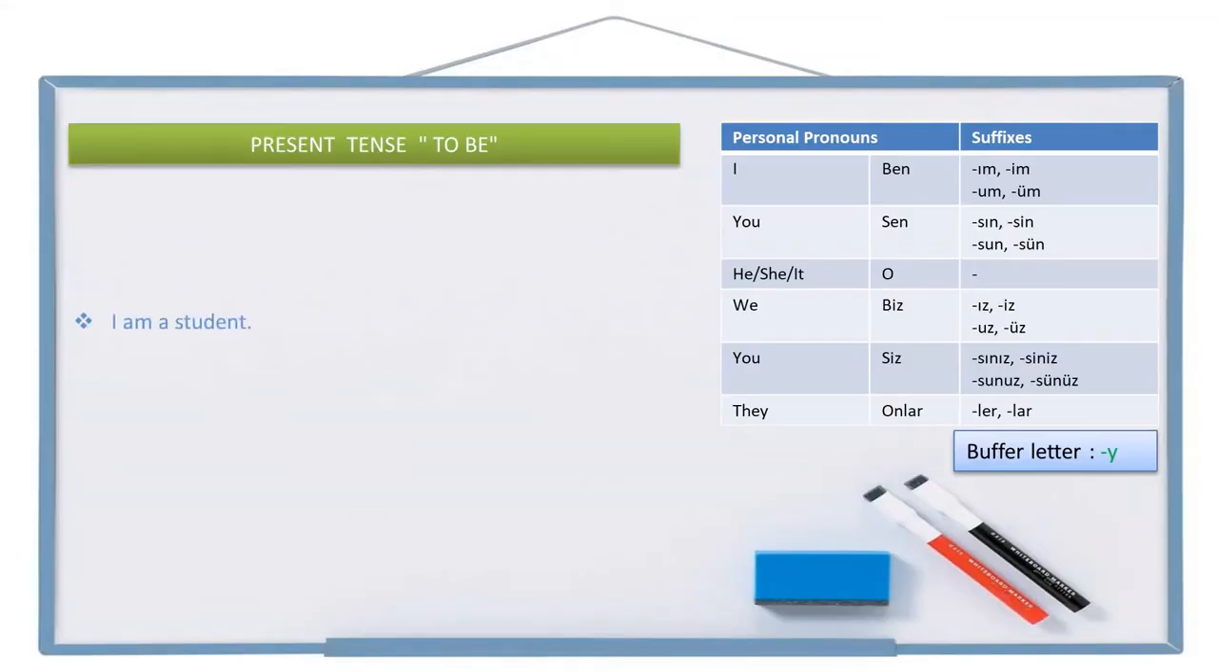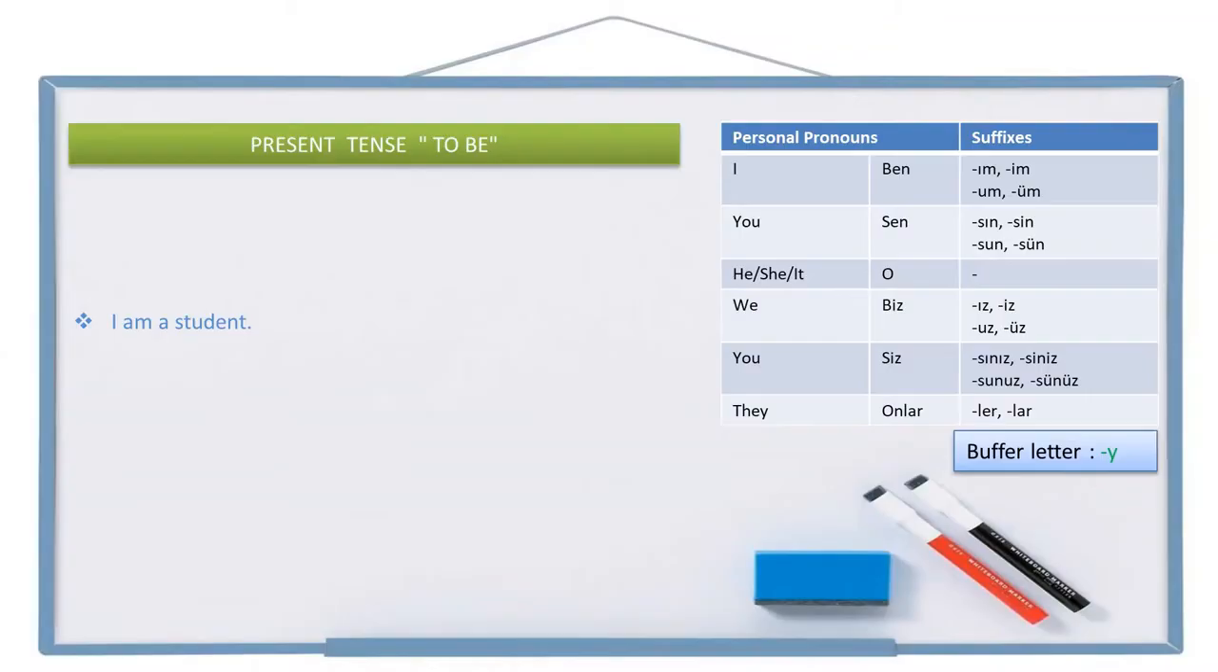I am a student. First of all, I need to tell you that in Turkish we don't say I am a student, we say I am student. We don't use "a" in Turkish. Most of the time, especially in daily speech, we just say I am student.